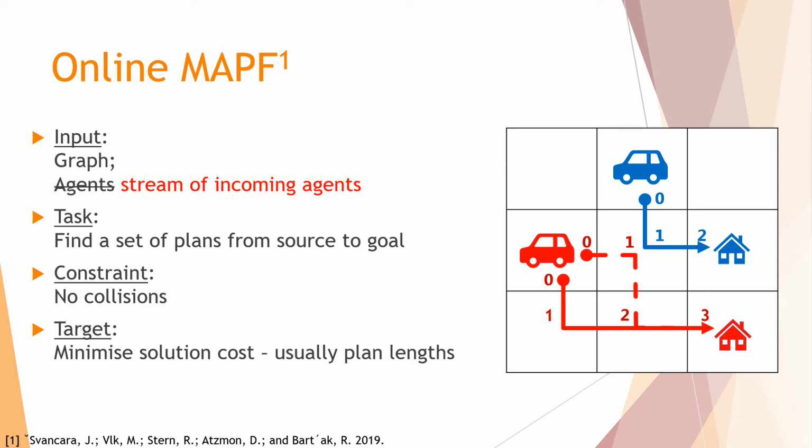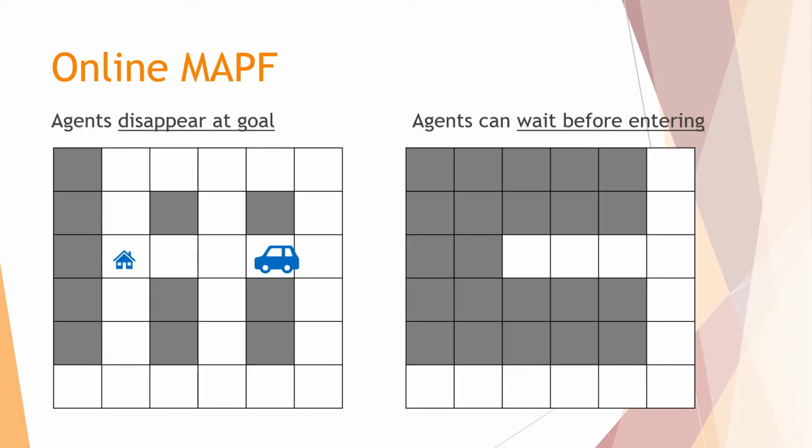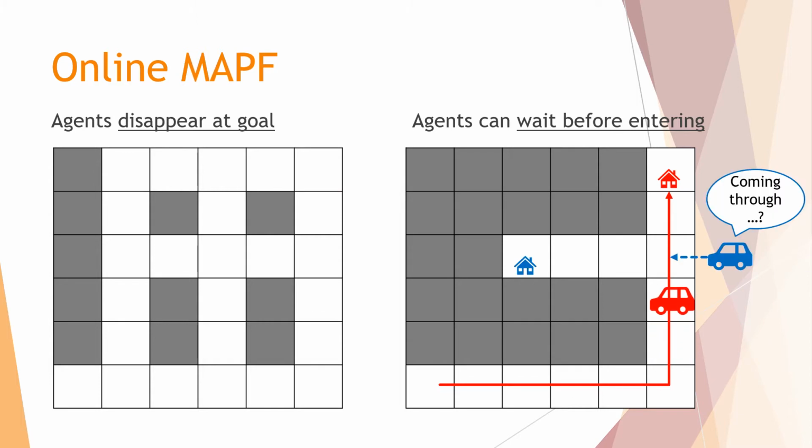This slightly changes the problem definition, replacing the static set of agents with a stream of agents that gradually appear over time. It's important to note at this point that an online solver for this problem wouldn't know in advance about agents that would appear in the future. Additionally, agents are said to leave the problem after they reach their goal. And they can also choose to wait before entering the shared problem space.